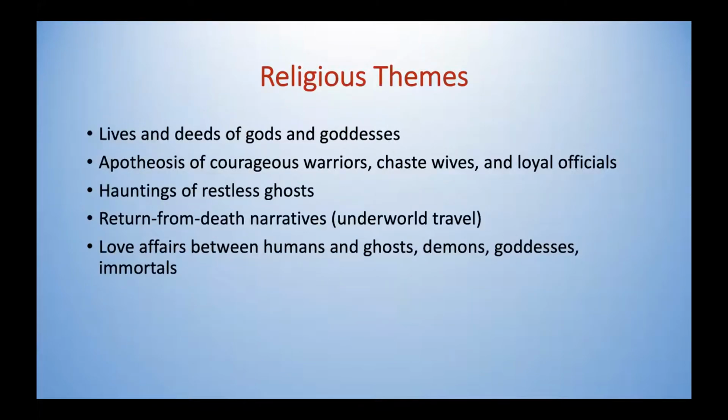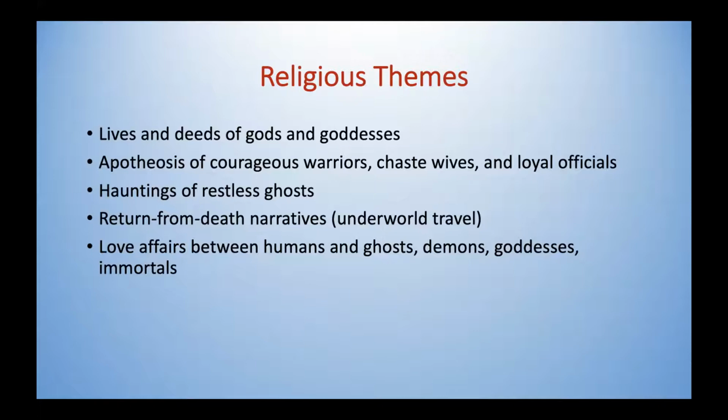Some of the religious themes I particularly focus on are, for example, some of the stories that I find in these texts: stories about the lives and deeds of gods and goddesses. The apotheosis of warriors, chaste wives, and loyal officials is another common theme as well.